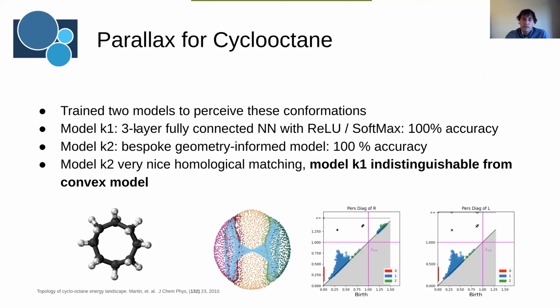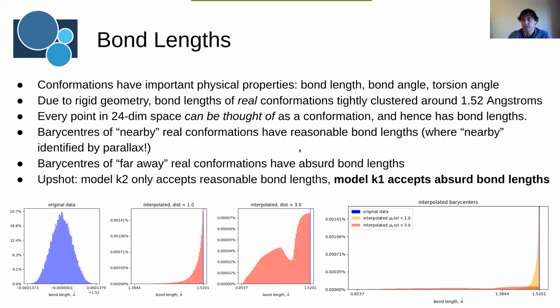So very briefly, we trained 2 models. The first is a 3-layer, fully connected neural network. It trains to 100% accuracy. Like I said, you can always assume now, basically, that your model can be trained to 100% accuracy. And then we trained another bespoke geometry-informed model, so like a handcrafted model. And what we found was that, well, here, I can show you. The model that we trained, which was a 3-layer neural network, it's the first thing that a data science student would do. It turns out that it has very poor properties from the perspective of parallax.